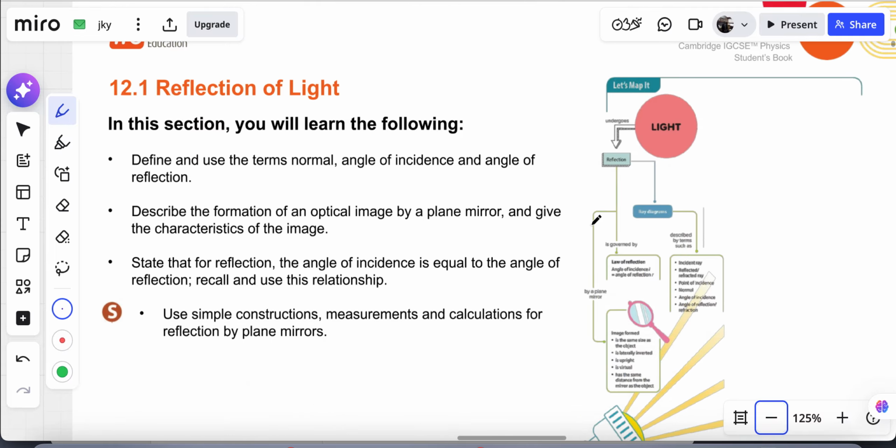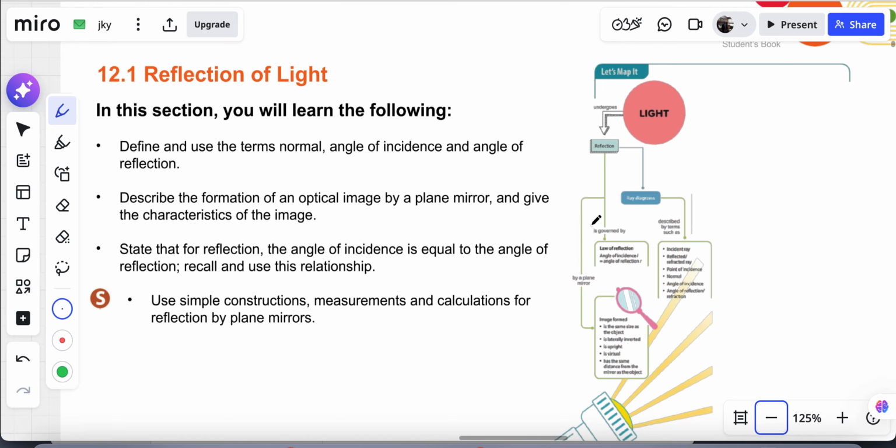So now let's take a look at the first segment of this section. These are the things we're going to learn. Reflection of light. In this reflection of light, we're going to define the terms normal, angle of incidence, like I've mentioned, and angle of reflection, okay? And then we're also going to describe the formation of the optical image by a mirror, the image formed by a plane mirror. We're going to look at how the image is formed by a plane mirror, and give the characteristics of the image formed by a plane mirror. They are laterally inverted, they are upright, they are virtual. We're going to talk about all of that.